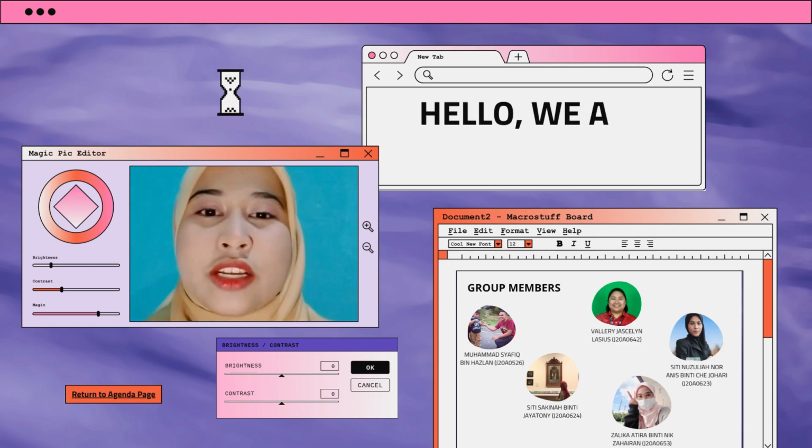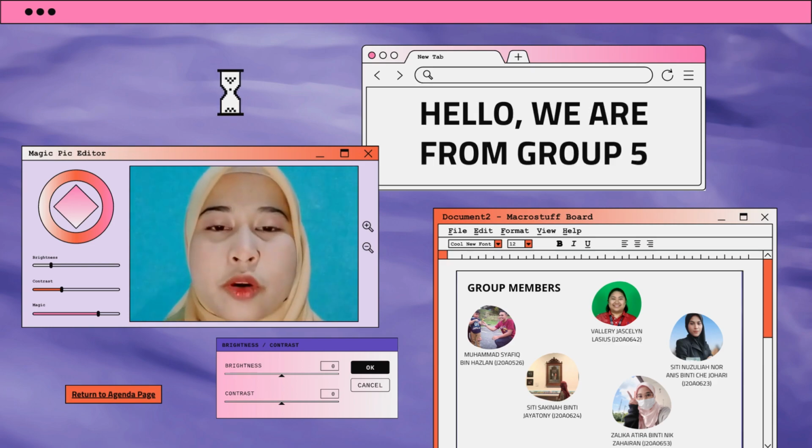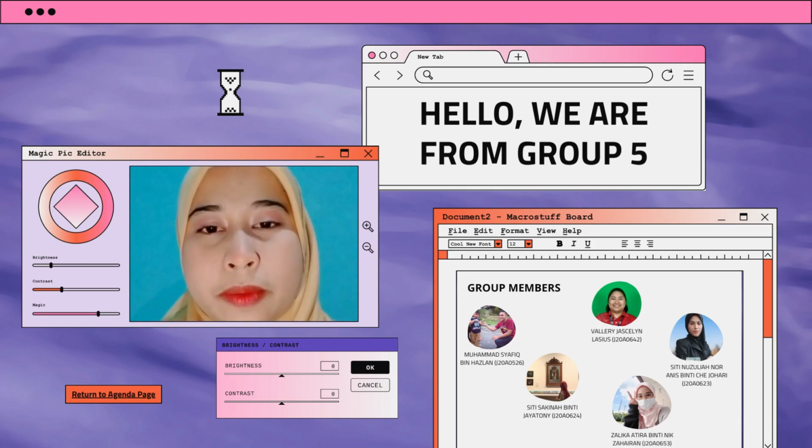Hello everyone, today we are from Group 5. We present about production of furniture from waste wood pellet.